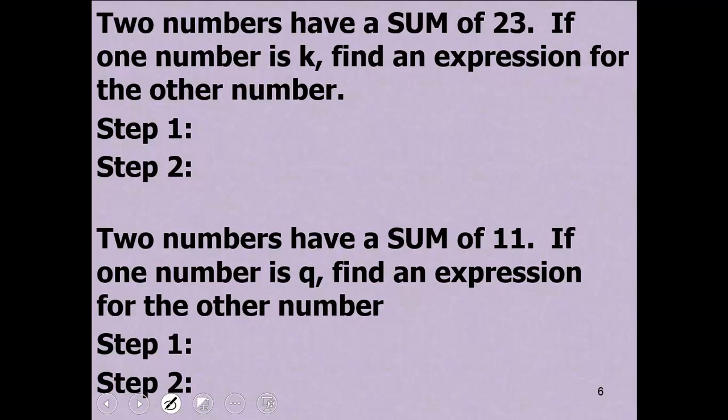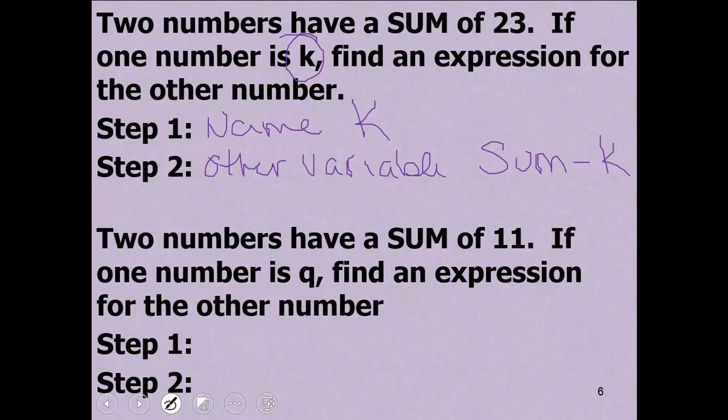If two numbers have a sum of 23, and one number is K, find an expression for the other number. So step one says name a variable K. So the first variable is K. The other variable has to be the sum minus K. What's my sum? 23 minus K. So here's the expression for the other number, 23 minus K.